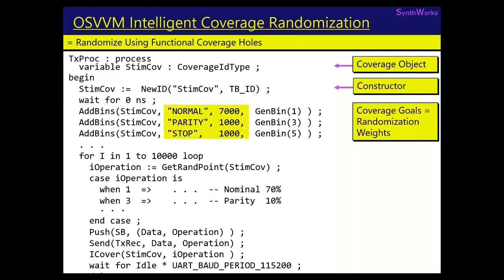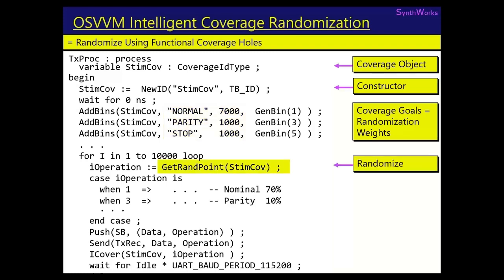So I want normal operations to correspond to gen bin 1, parity errors to correspond to gen bin 3, stop errors to correspond to gen bin 5, and so on. Again, these are matching status register values coming out of a UART. And then we call get ran point, randomizing across that model. These 7,000, 1,000, 1,000 are coverage goals. SystemVerilog calls them at least value, and we do too. We name them the same, even though they're really coverage goals.